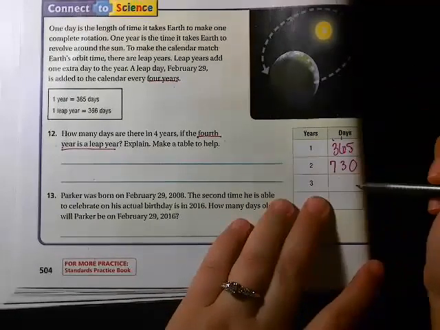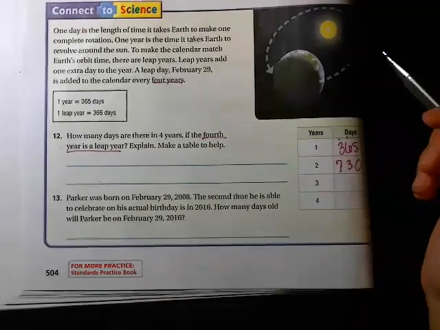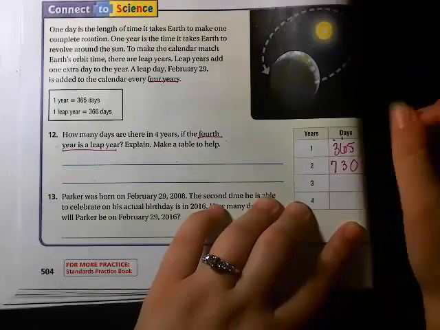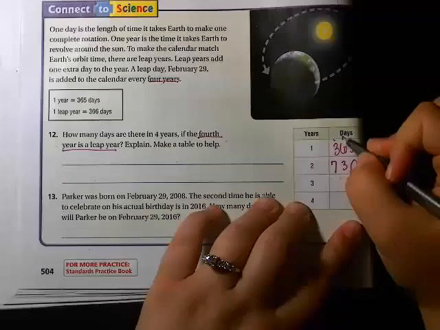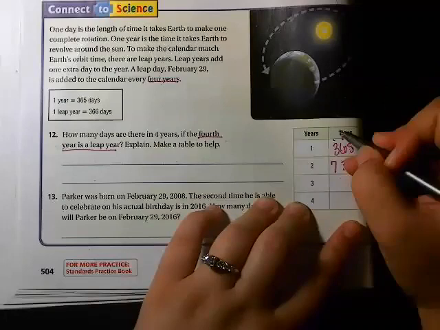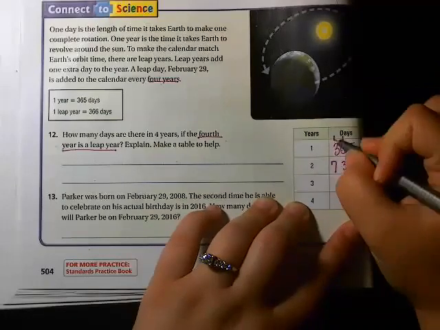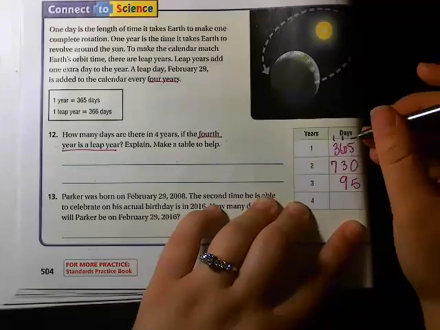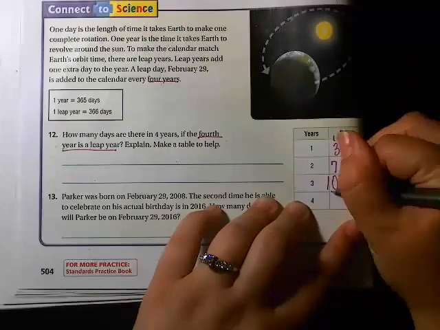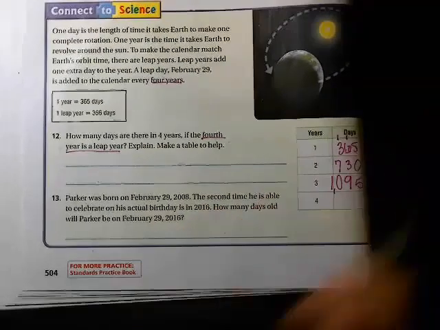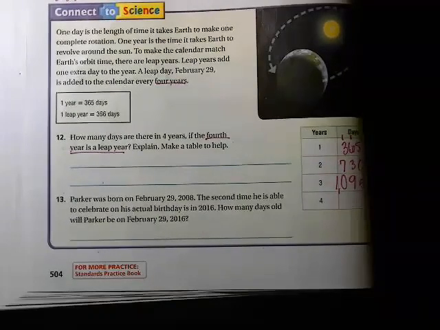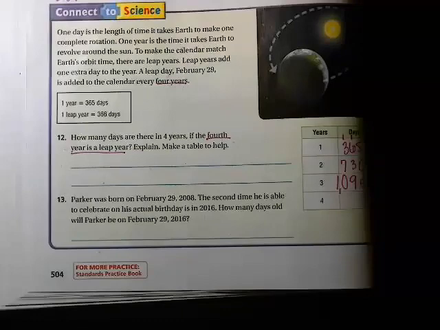Now we're going to go on to our next one and do the same thing again. So when I do 3 times 5, I get, good, 15. Carry my 1. 3 times 6 is, good, 18, plus 1 more makes 19. And 3 times 3 is 9, plus 1 more is 10. So we have 1,095 days so far.